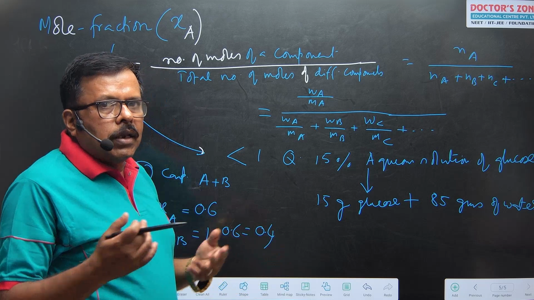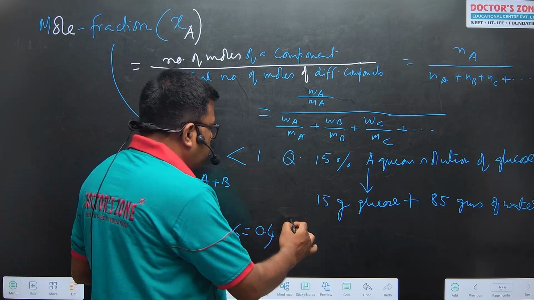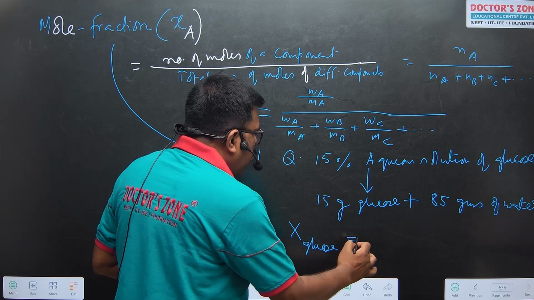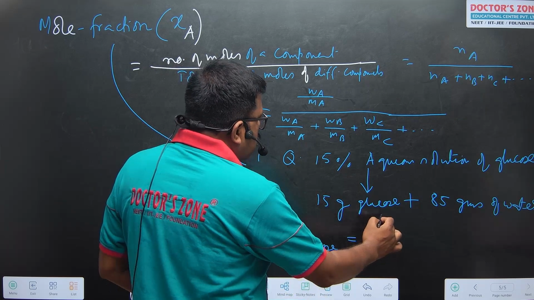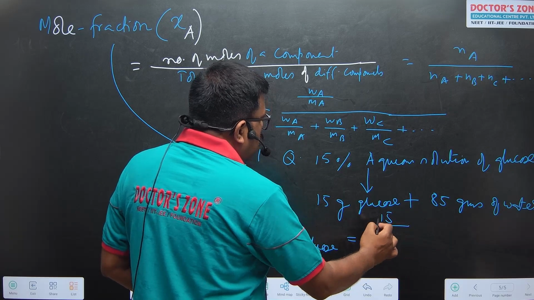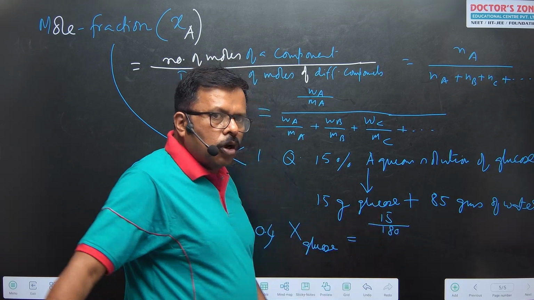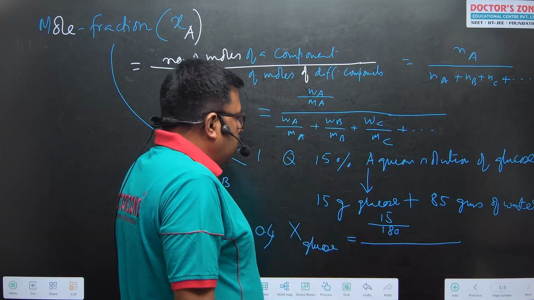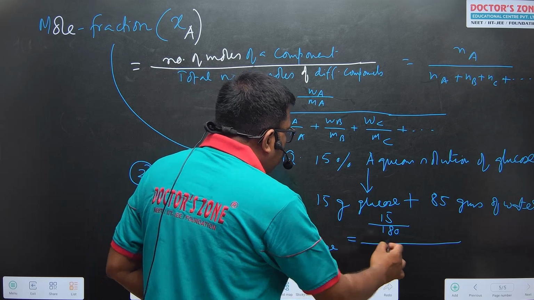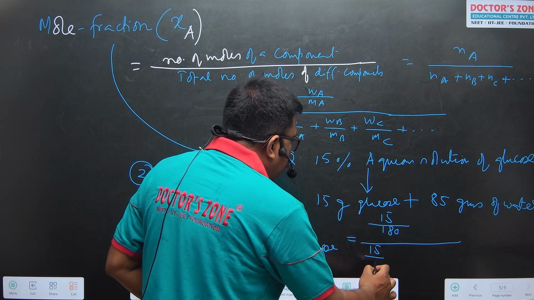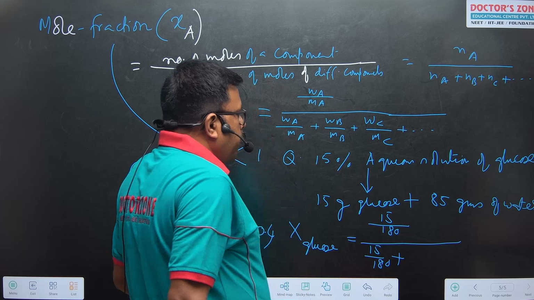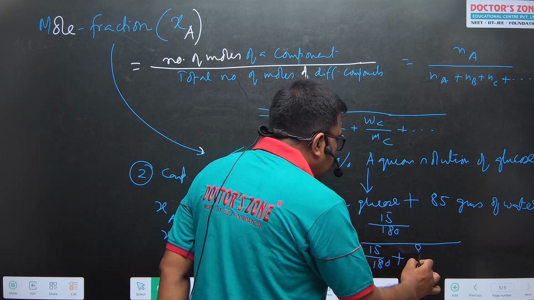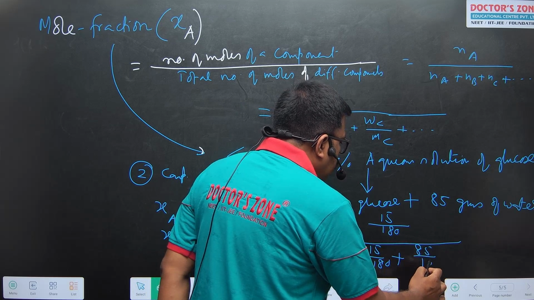So now we can easily calculate its mole fraction. Mole fraction of glucose will be the number of moles of glucose, so it will be 15 by 180, where 180 is the molecular mass of glucose, divided by the total number of moles, so 15 by 180 plus the moles of water, which will be 85 by 18.